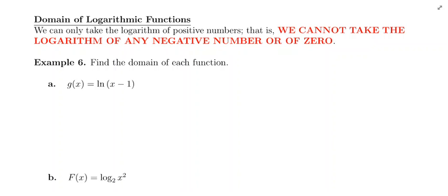There is a very important statement here in red. We can only take the logarithm of positive numbers, meaning we cannot take the logarithm of any negative number or of zero, regardless of the base. You cannot take the logarithm of a negative number. You cannot take the logarithm of zero.